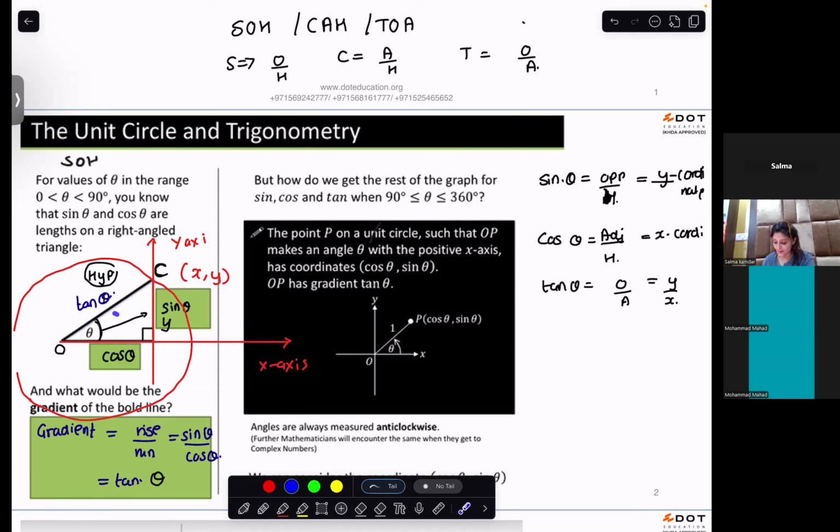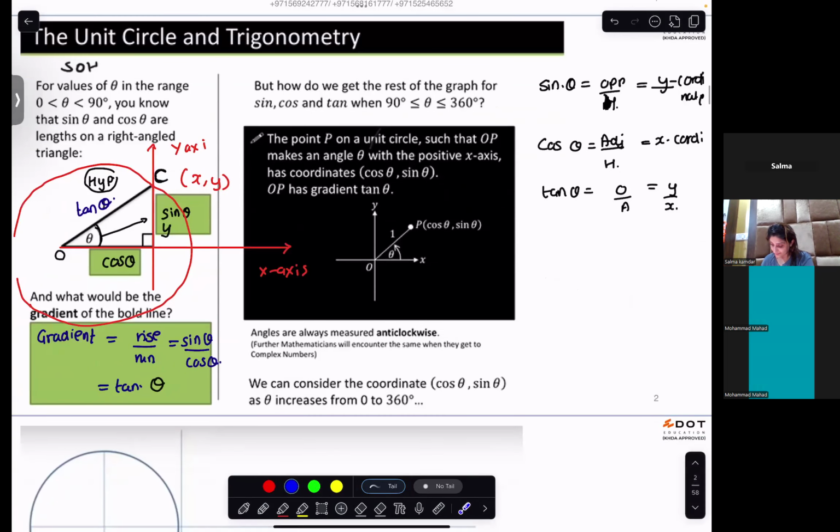And the gradient is my tan theta. Gradient, I would say it is the rise over the run. So rise over the run, sine by cos gives me tan theta. This is the gradient, right? Slope. I hope you're with me. Yes, miss. Okay, fine.